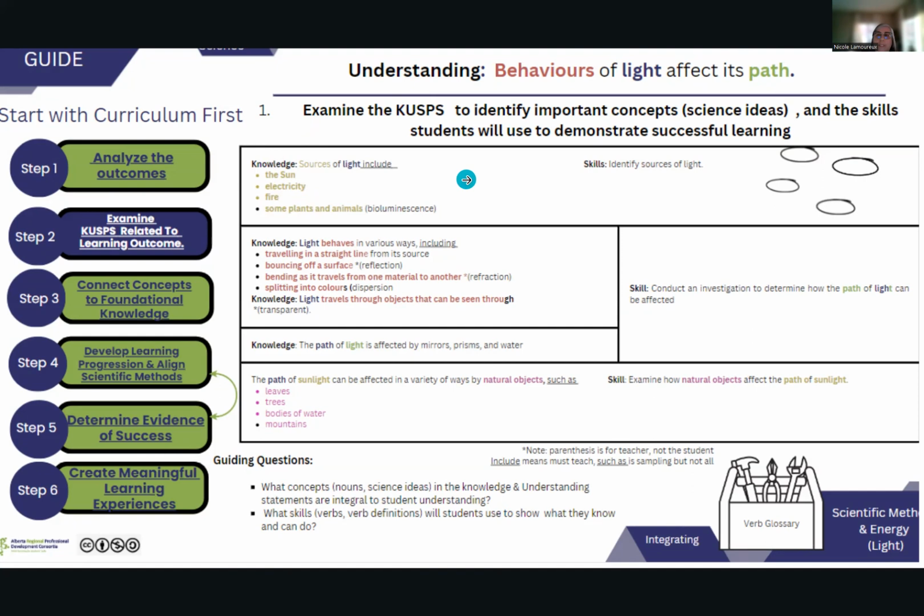What I did here was path was kind of green, and I did that for source of light. We know include means that we have to teach, that the students need to learn that the sources of light are the sun, electricity, fire, and some plants and animals. But behaviors of light is pretty broad. What does that mean? If we go to our knowledge statement, light behaves in various ways, I've color-coded all the ways that it behaves: travel, bouncing, bending, splitting.